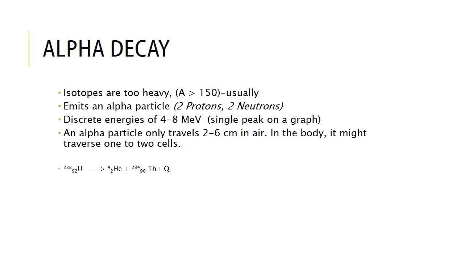So alpha particles, although they're emitted with a lot of energy, can be stopped in just a few thousandths of a centimeter in tissue. So even in air, not even in tissue, but even in air, an alpha particle can only travel 2 to 6 centimeters. So it has a high amount of energy, but it's not going to travel very far. So in the body, it might actually only traverse 1 or 2 cells.